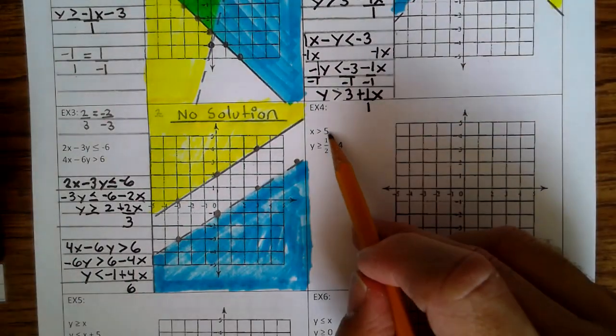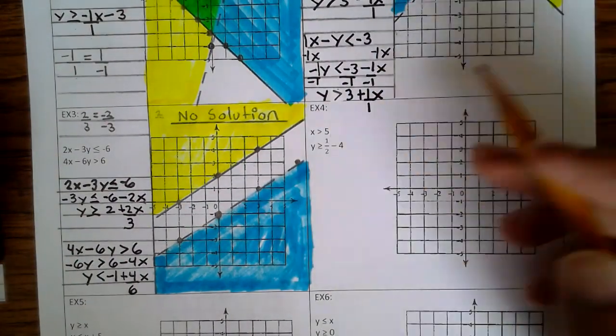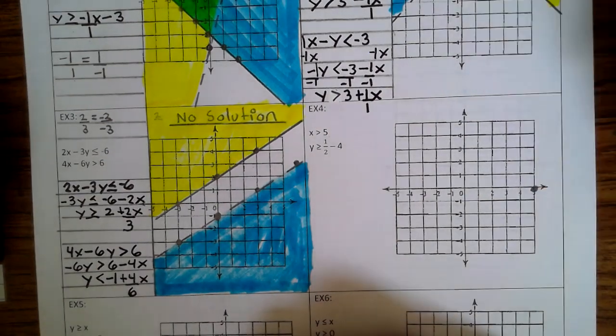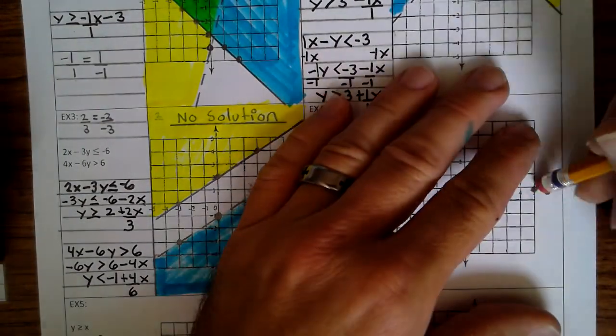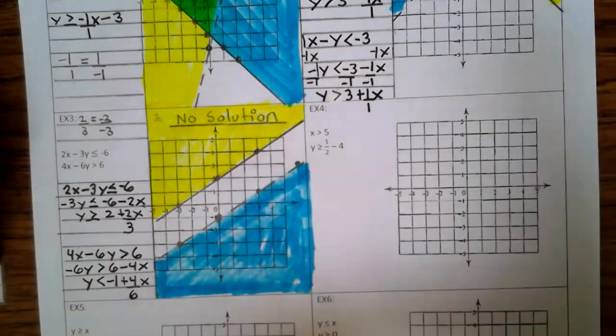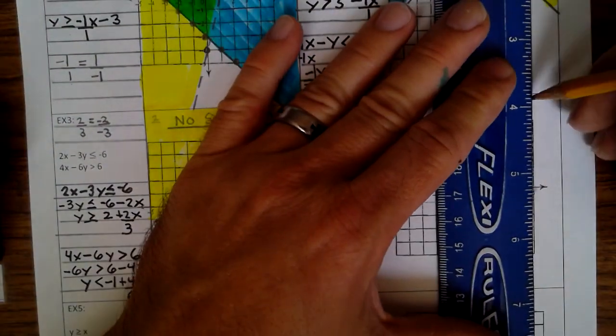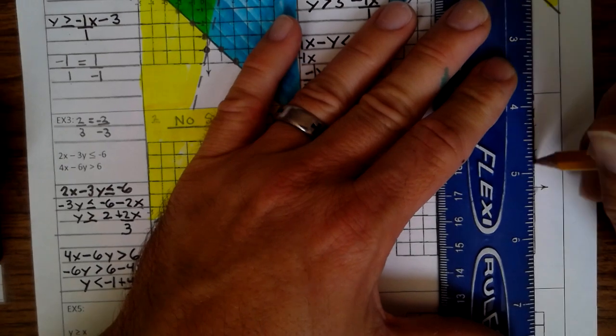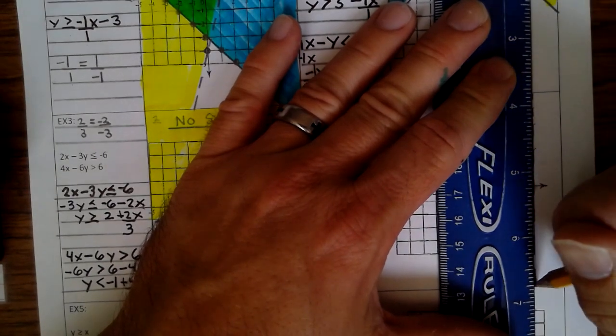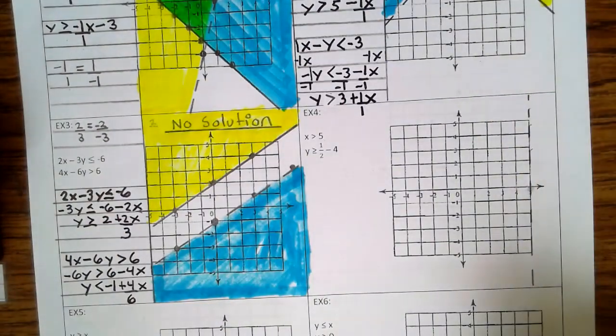Now, x is greater than 5 is a vertical line at 5. So you have a vertical line here. Oh, wait, I shouldn't put a dot. Sorry. That's a dashed line at 5. So draw a dashed line, and it's greater than, so we shade to the right.